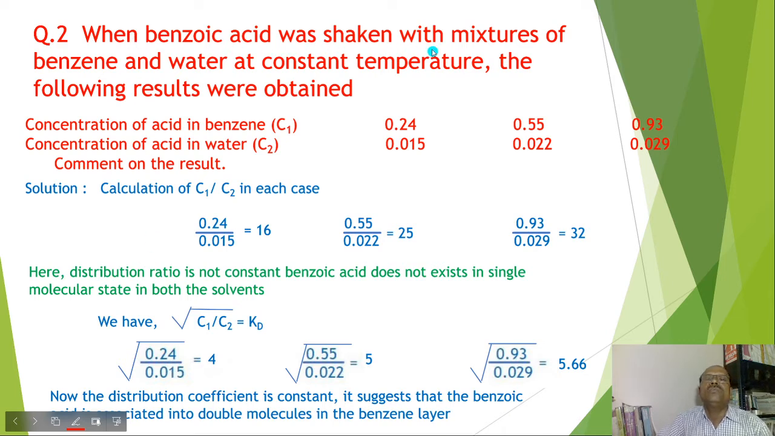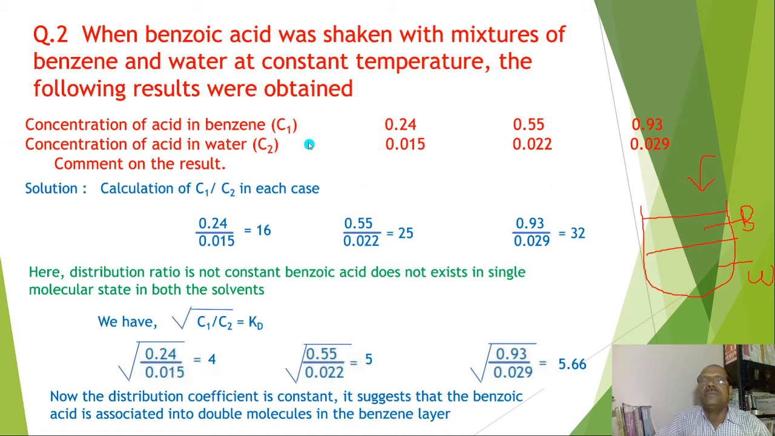When benzoic acid was shaken with a mixture of benzene and water at constant temperature, the following results were obtained. Benzoic acid shaken with the mixture of benzene and water means the two non-miscible solvents here are benzene and water, and benzoic acid is used as a solute. Whenever benzoic acid is added to the benzene and water layer, the following results were obtained.